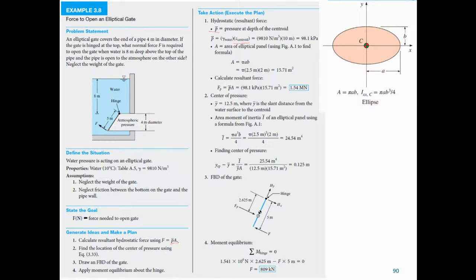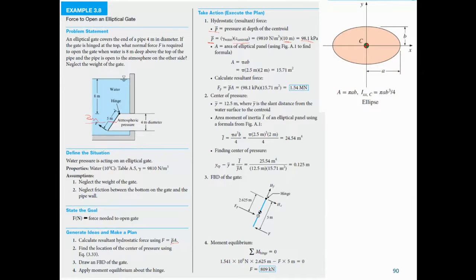The ellipse, the pipe is 4 meters in diameter. So the centroid will lie midway, which is at a point 2 meters. So this is 8 and this is 2 meters. So the total height of water to the centroid is 10. That's why we have this 10. And from there we find the pressure acting at the centroid of the elliptical gate, 98.1 kilopascal.